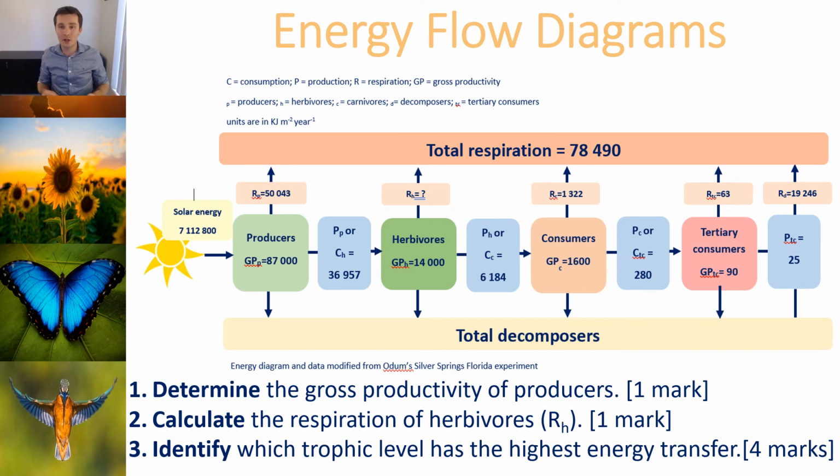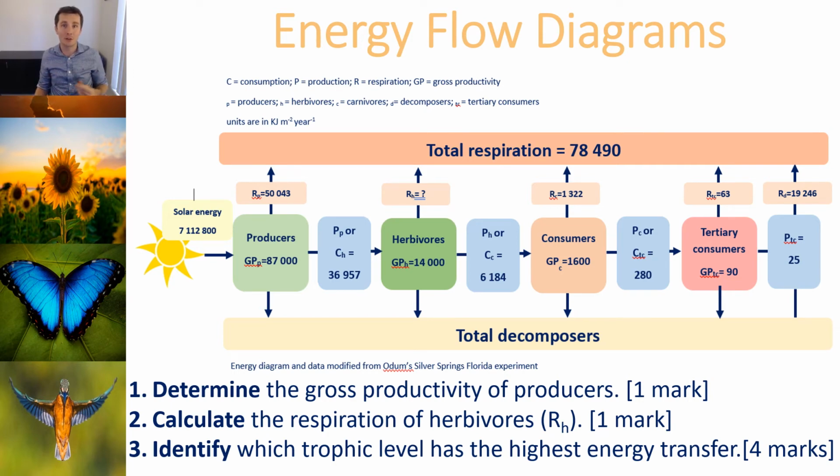Looking at an energy flow diagram interpretation on a larger scale. So here's another one. This is an energy diagram and data modified from the Silver Springs field experiment, just representing it in a different way for you. 3 questions. 1, determine the gross productivity of producers. 2, calculate the respiration of herbivores. And 3, identify which trophic level has the highest energy transfer. So let's go through, pause the video right now, and you can have a chance to go through the answers, which I'm about to.